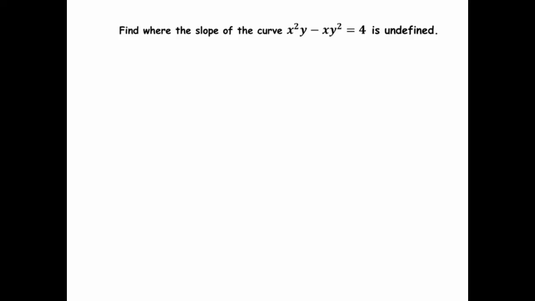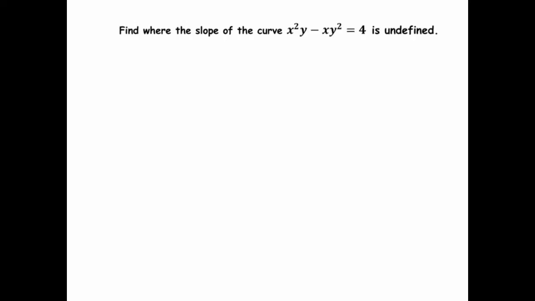Let's now try to use implicit differentiation to actually analyze a curve. This says find where the slope of the curve x squared y minus xy squared equals 4 is undefined. And again, we're not going to solve this equation for y because it's not easy to do. We're going to use implicit differentiation. To find where the slope is undefined is another way of saying find where the derivative is undefined. And we're going to answer this question by finding the actual point on the graph where the derivative is undefined.